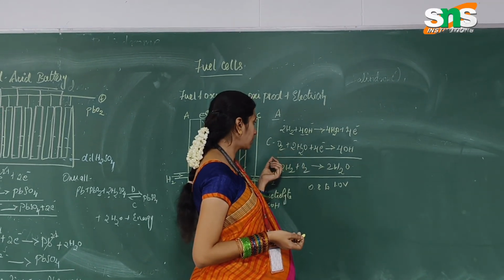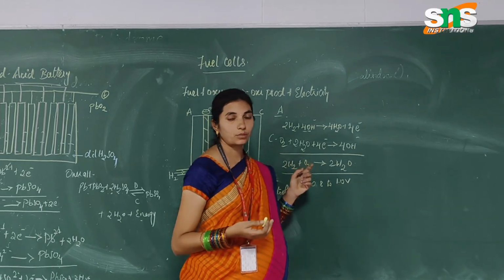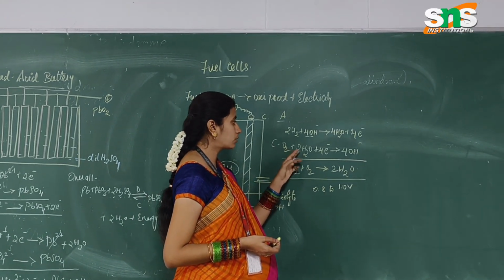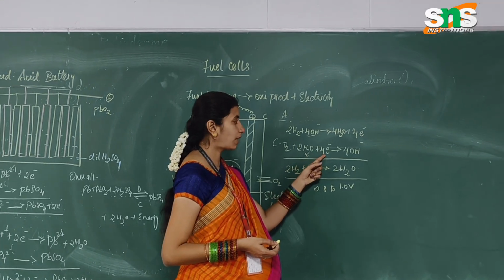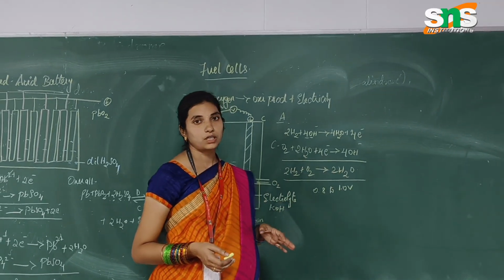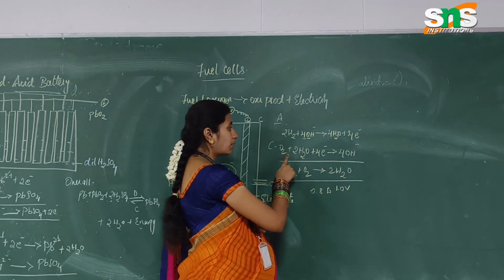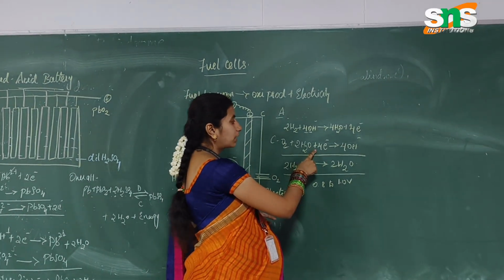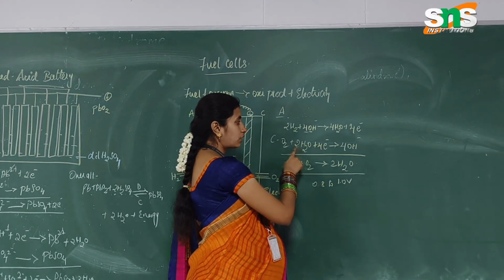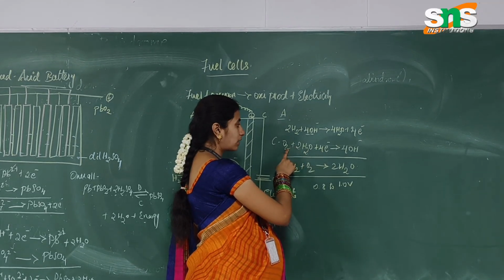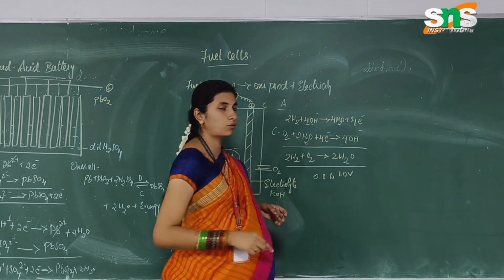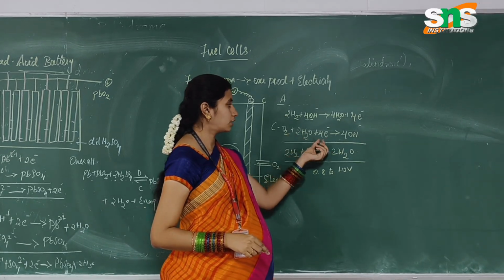The cathode reaction is controlled by oxygen: O2 plus 2H2O plus 4e minus gives 4OH minus. So oxygen plus water, with the gain of electrons, is converted into hydroxide ions.